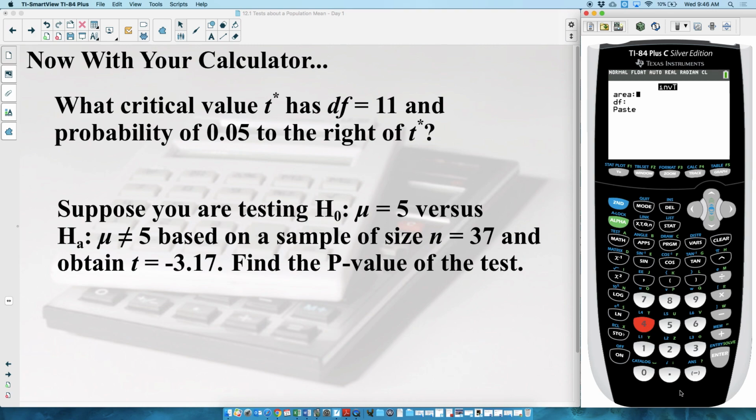Why is it 0.95? Good. Our calculator always goes from the left. The t table goes to the right, but our calculator always goes to the left. So our area is 0.95, and our degrees of freedom they gave us was 11. And so then I inverse t, and I get 1.796 for my t critical.